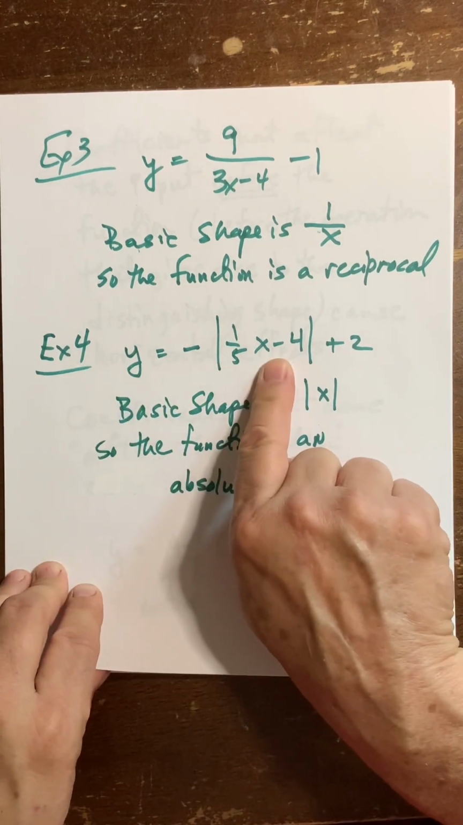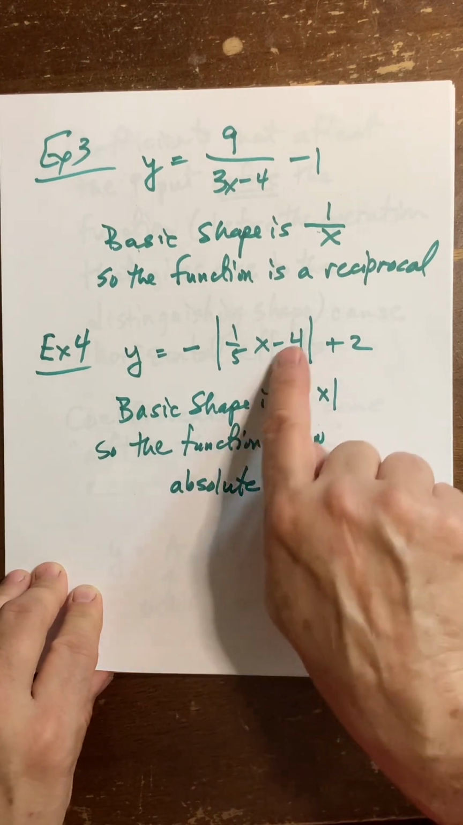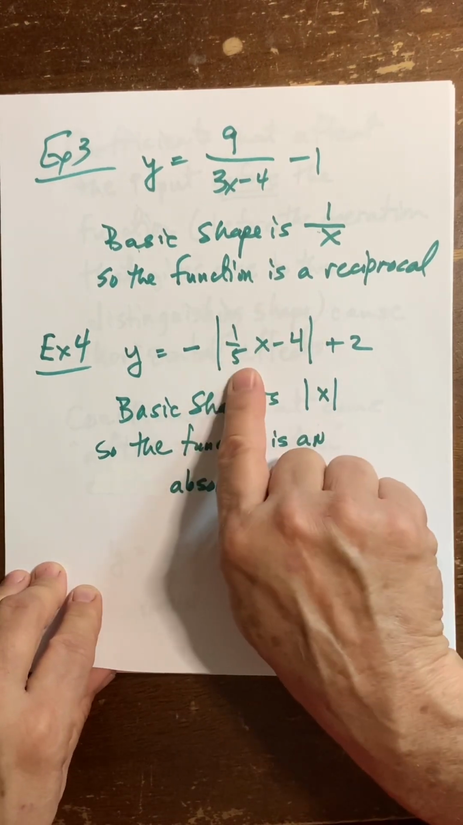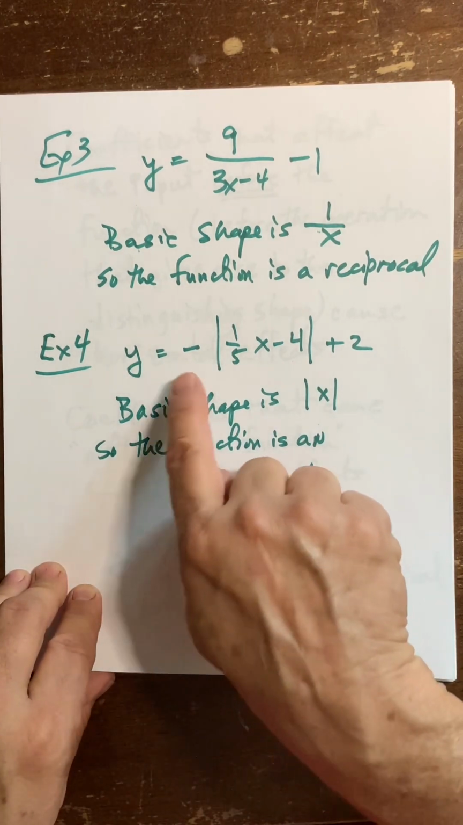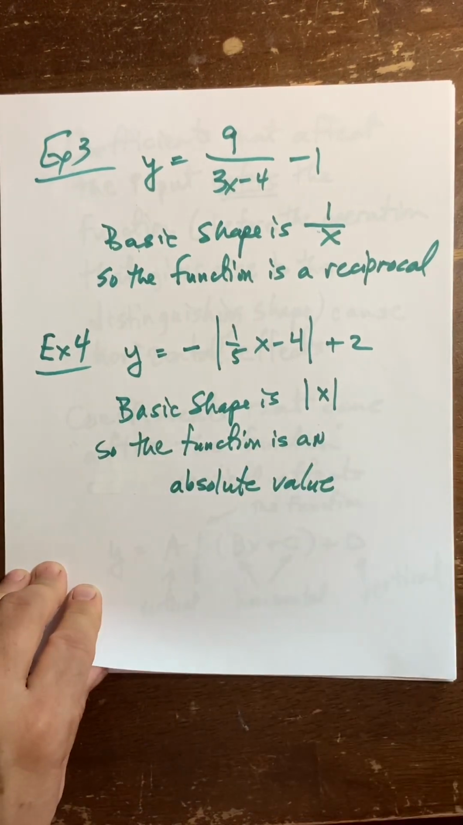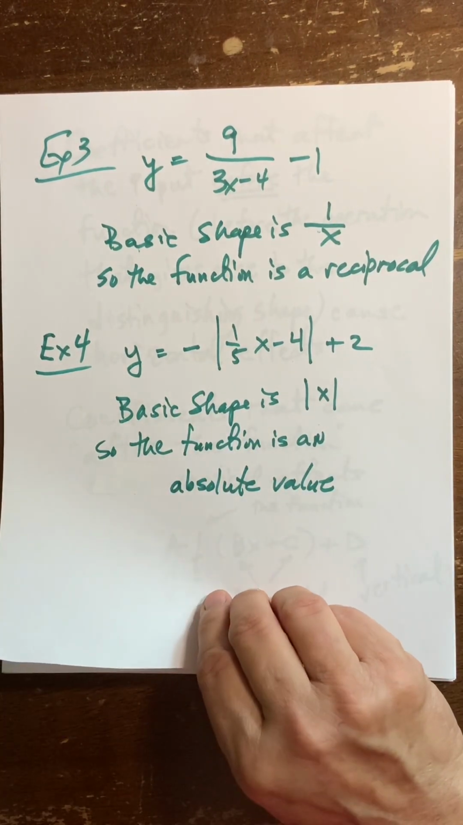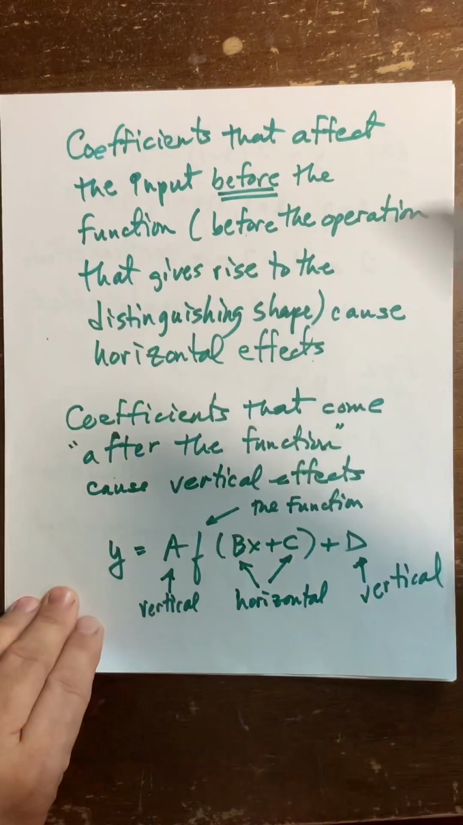And for example 4, the basic shape is absolute value of x. So everything inside, basically the 1/5 and the -4, those are causing horizontal effects. They affect the x coordinate. Everything outside, so this would be a -1, even though it isn't written there, and a 2, are after the absolute value, so they're outside the function, and they cause vertical effects.